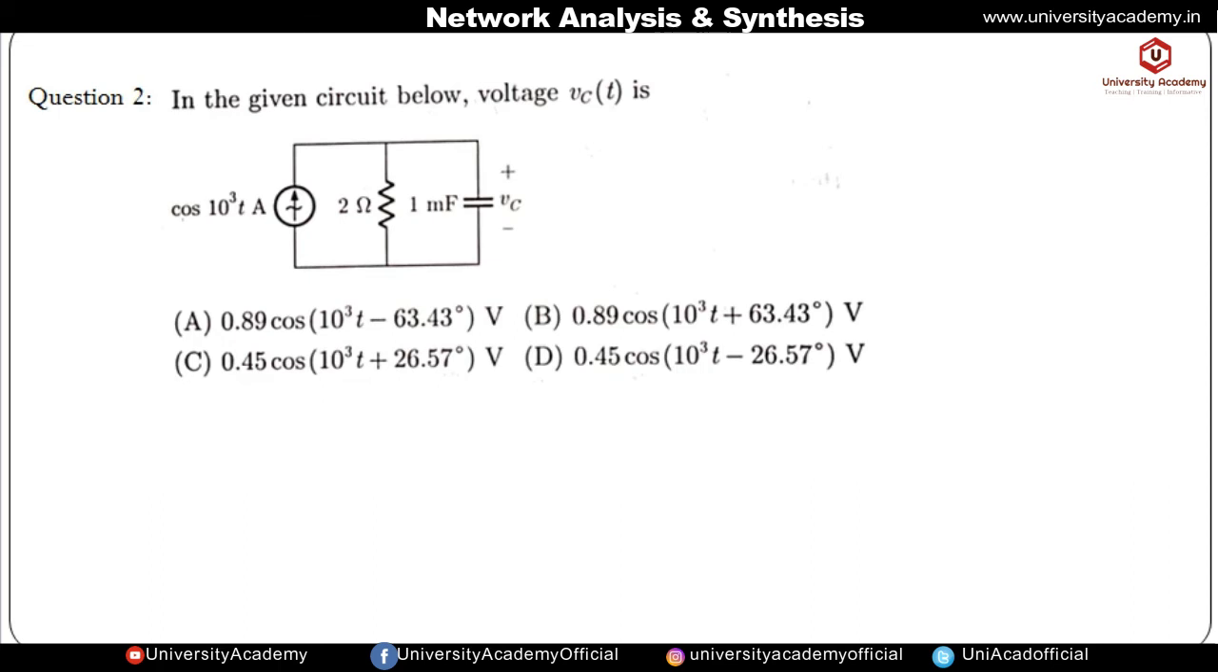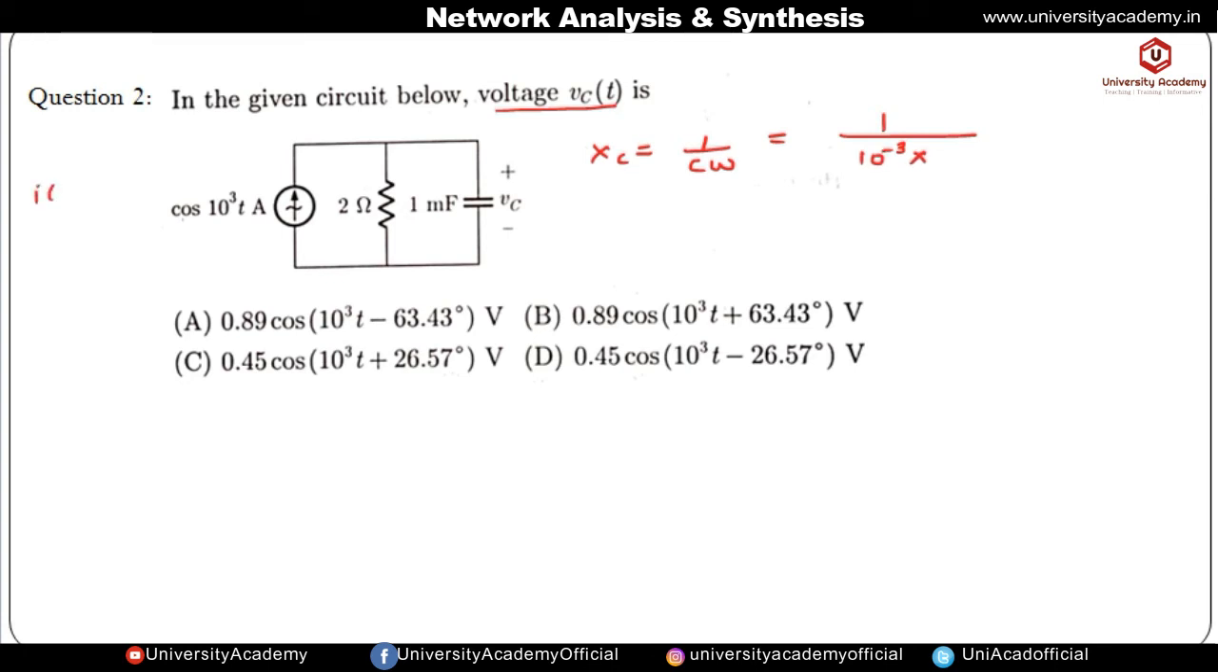Now let us see a question. In the given circuit below, the voltage Vc of t is the voltage across this capacitance. So here we have a resistance given, a capacitance given, and it is connected in parallel with the current source. Let us first find the capacitive reactance value, that is Xc. So Xc is given by 1 by C omega. The capacitance value given in the question is 1 millifarad, that is 10 to the power minus 3.